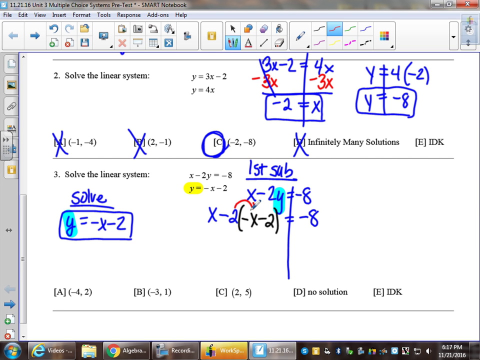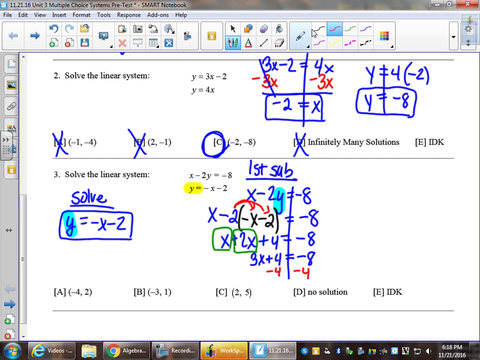Let's solve for it. Distribute negative 2. We get x plus 2x. Negative 2 times negative 2, add 4, equals negative 8. We'll combine like terms. X plus 2x is 3x, plus 4 equals negative 8.